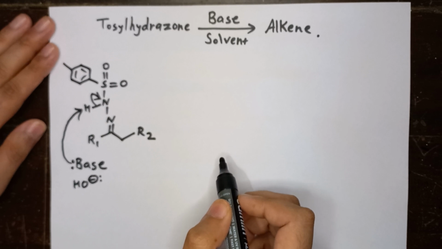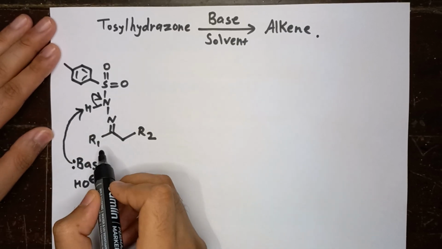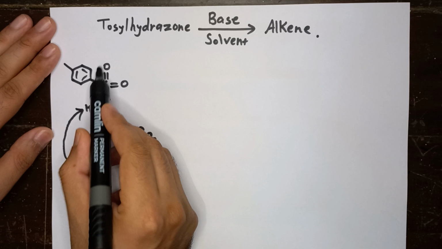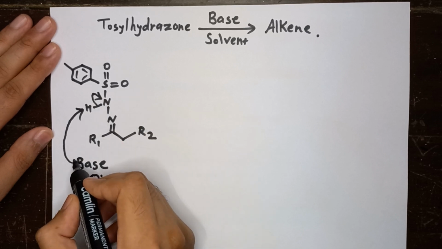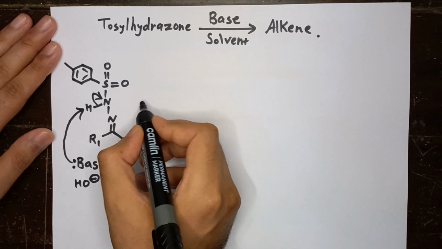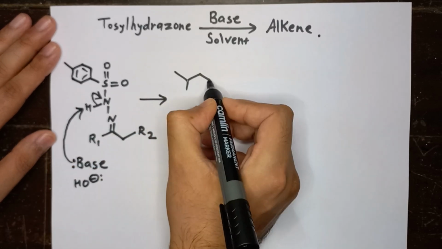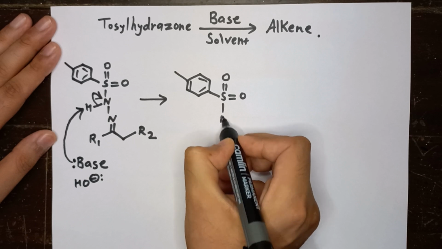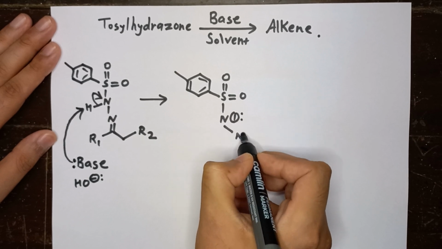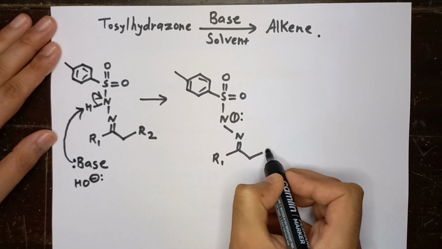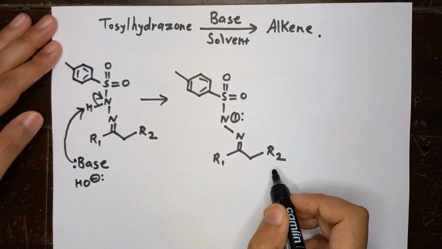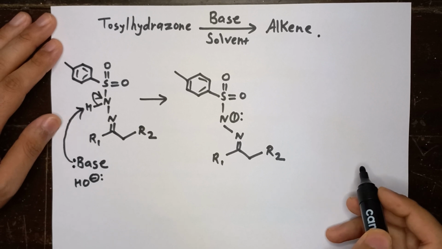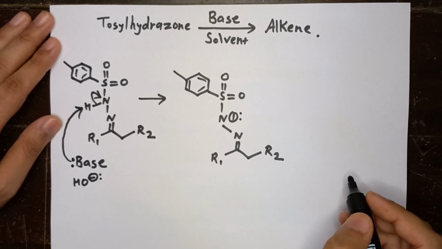Now the question is why it has taken the proton from this nitrogen. Because if we generate a carbanion here, that can be stabilized through conjugation with this SO2. So that's why the base is going to go and grab the proton from this nitrogen. So we have a carbanion right here, and it is stabilized through conjugation with this SO2. So it's a pretty stable nitrogen anion.